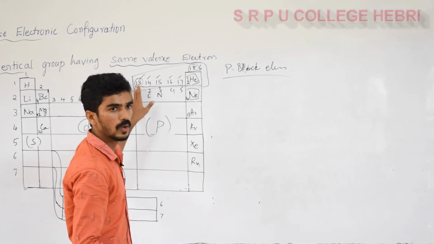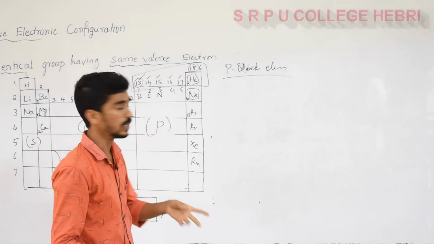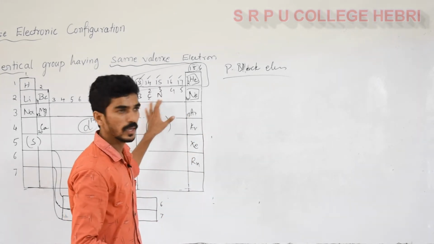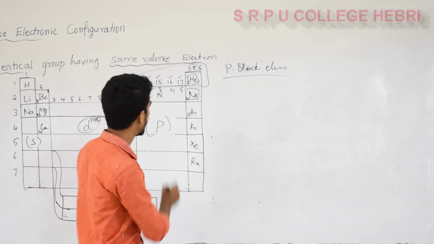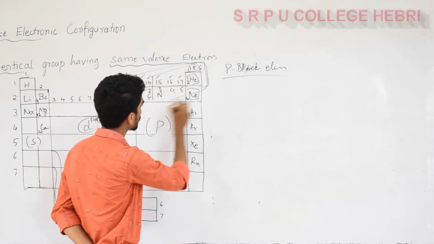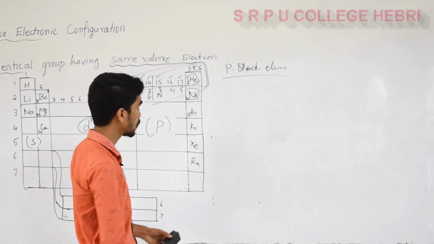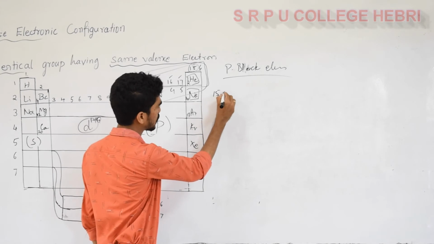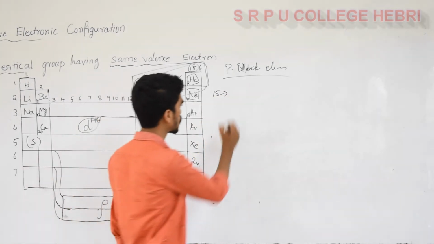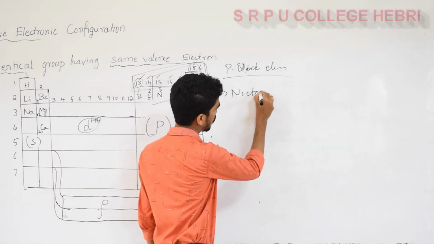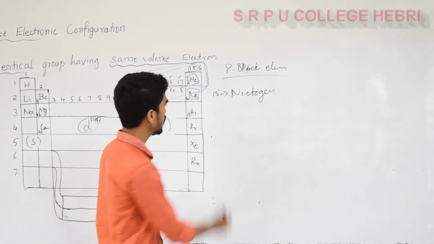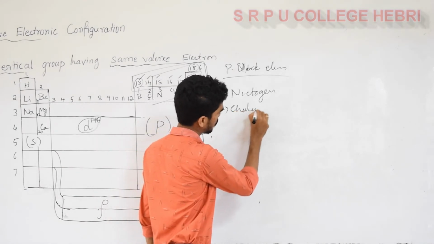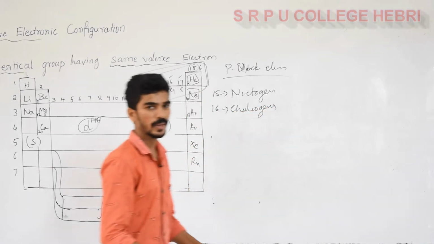Here 13 group, okay, 13 group elements are called triels. And 14 group elements are called tetrels. And 15th group, okay, mainly they ask only after 15, that is 14, 15, 16, 17 and 18. So 15 group elements are generally named pnictogens. And 16 group elements are called chalcogens. These are very important for the board exam.